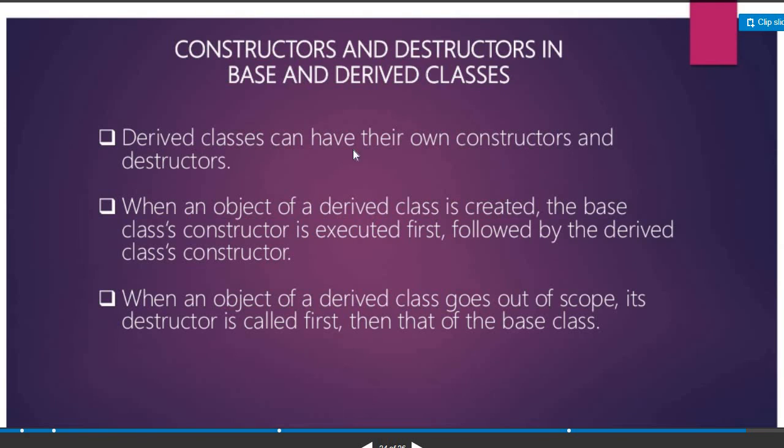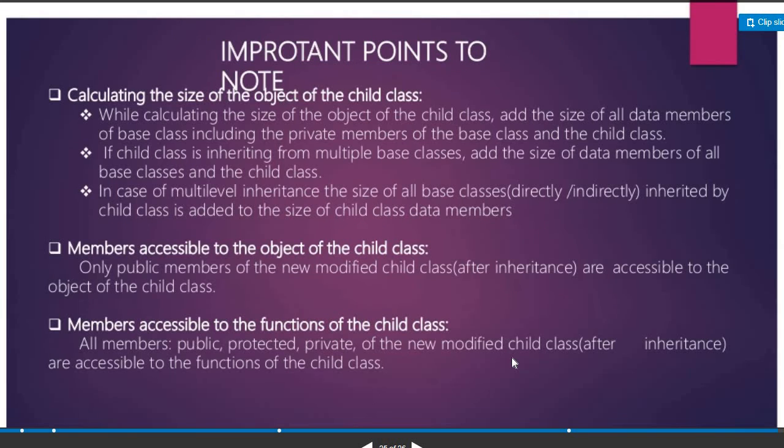So, constructor and destructor in base and derived classes. Derived classes can have their own constructors and destructors. When an object of a derived class is created, the base class constructor is executed first, followed by the derived class constructor. When an object of a derived class goes out of scope, its destructor is called first, then that of the base class. So remember, this is an important point to note.